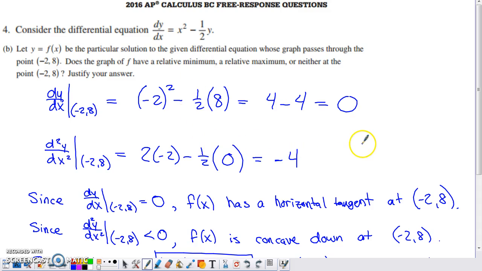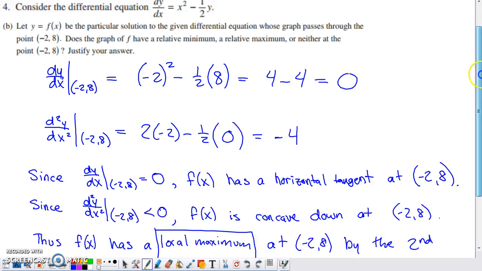So my line of thinking is, hey, this tells us we have a horizontal tangent at this ordered pair. I just computed the second derivative in part A. Maybe I can make use of that to develop my conclusion. And if you find the value of the second derivative at (-2, 8), so this is just the answer from A, right? 2x minus 1/2, and then the value of dy/dx at this ordered pair is 0. So I get -4 for my second derivative value.